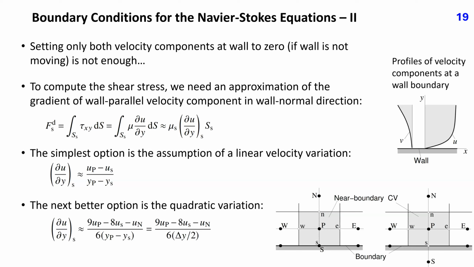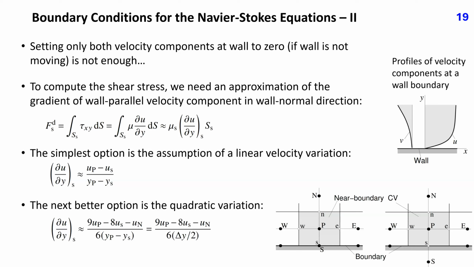To compute the shear stress at the wall, we only need an approximation of the gradient of wall parallel velocity component in wall normal direction. The derivative of wall normal velocity component in wall parallel direction is 0 because this component is constant at a solid wall, 0 if it is not moving.